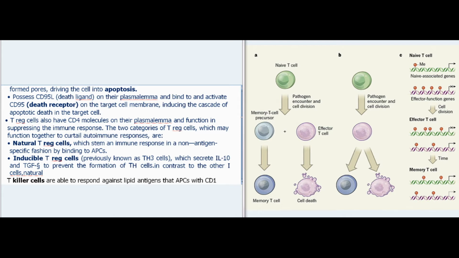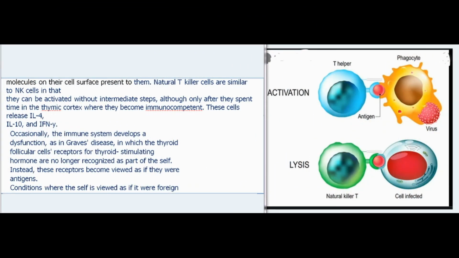In contrast to the other T cells, natural killer T cells are able to respond against lipid antigens that APCs with CD1 molecules on their cell surface present to them. Natural killer T cells are similar to NK cells in that they can be activated without intermediate steps, although only after they spend time in the thymic cortex where they become immunocompetent. These cells release IL-4, IL-10, and IFNγ.